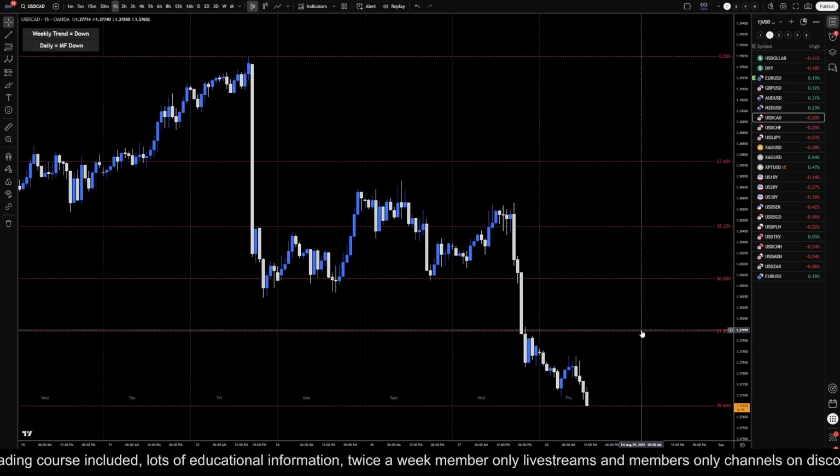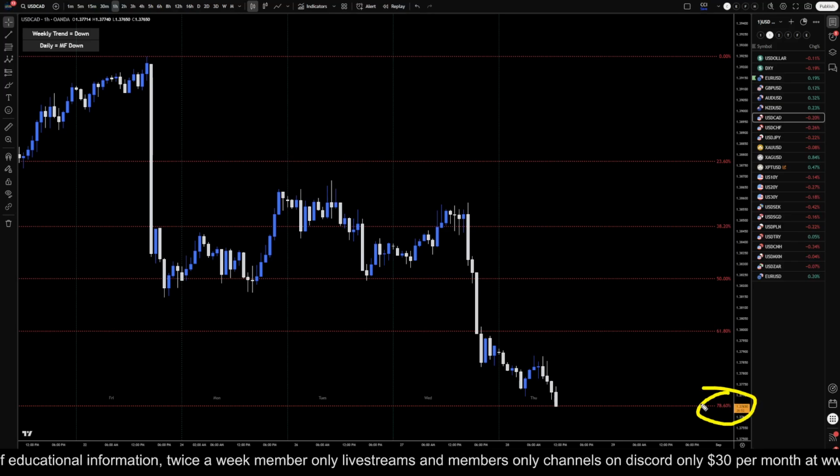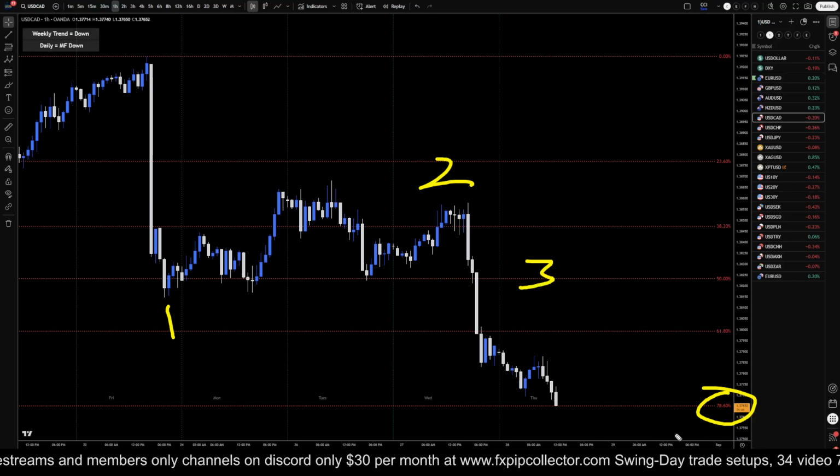Going down to the 1 hour time frame, we are approaching the 78%, so this could possibly be an area of support. I personally, especially because I think we could be in a wave three, I definitely wouldn't be trying to look for longs at this area.